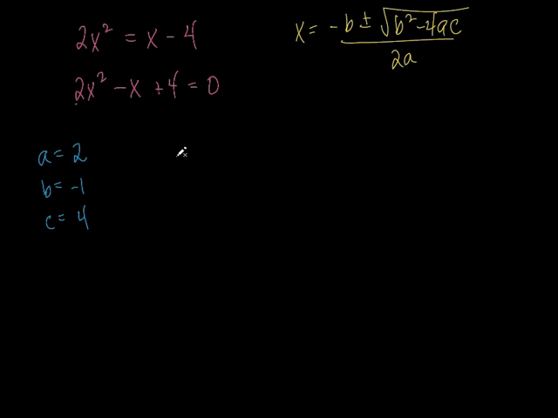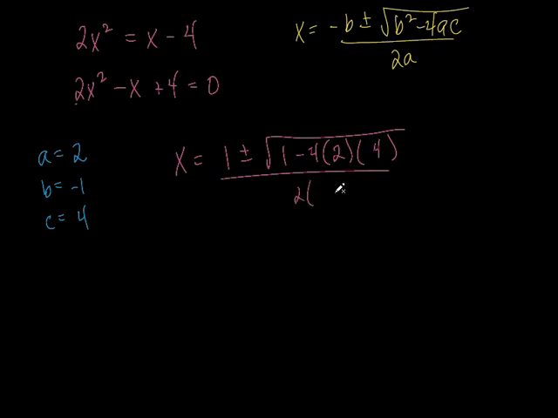All right. So let's go back to this color, and let's use the formula. So x equals negative b. Well, it's the opposite of negative 1, right, which is positive 1. Good. Plus or minus the square root of b squared, which is 1, minus 4 times a times c. A is 2, c is 4, over 2 times a, which is 2.